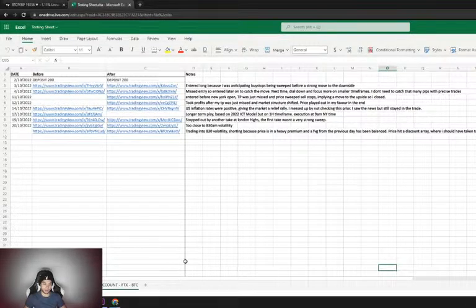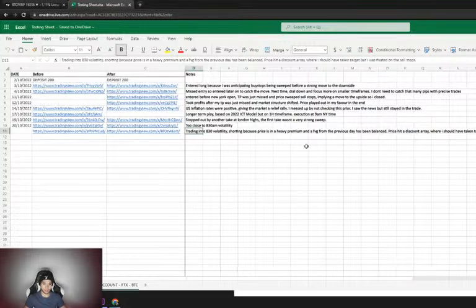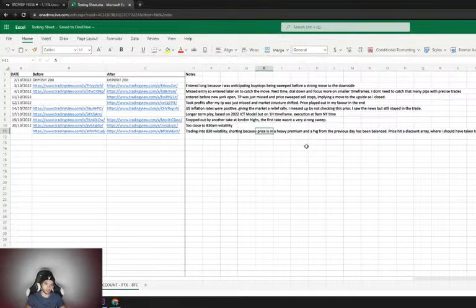I'm just trying to be open and transparent. So, if you look in here, trading into 8:30 volatility, shouldn't, because price is in a heavy premium. Fair value gap from the previous day has been previously balanced. That's what happened today. Price hit a discount array where I should have taken target, but I was fixated on the sell stops. I think it was this trade.